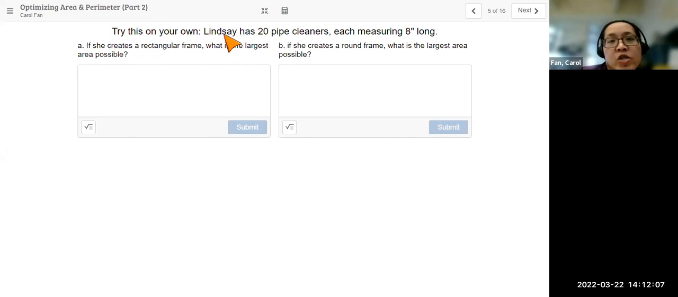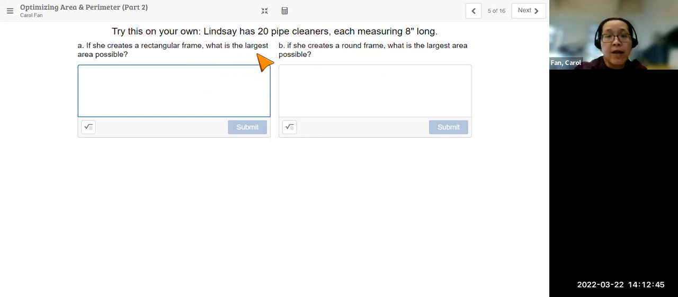Okay, so this question, Lindsay has 20 pipe cleaners. Each of them measures 8 inches long. If she creates a rectangular frame, what's the largest possible area? Now we've got two choices. We can either use 20 and calculate the dimension based on the units of pipe cleaners, or we can convert it into inches so that I know my total distance is 160 inches long. Your choice. Actually, I'm going to do it by pipe cleaners.